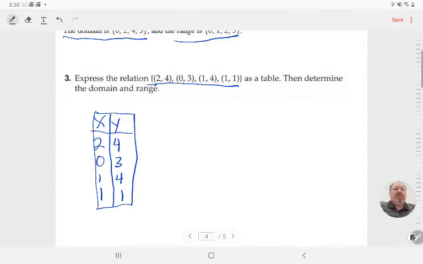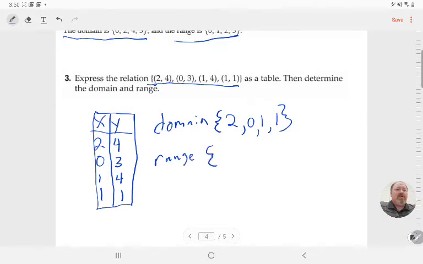Now I have to determine my domain and my range. So my domain would be all of my x's: 2, 0, 1, and 1. Okay? And then my range would be all of my y's: 4, 3, 4, 1.